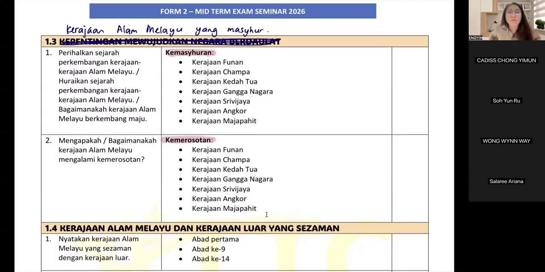Now, I want you guys to use your common sense. Think about it. All these kingdoms are all Alam Melayu, and right now we are learning their kemasyhuran. Kemasyhuran means they are very prosperous, very strong, right? Then you need to tell me, normally when a kingdom is strong, they are strong in what? What did they do? What makes them so strong and famous? Normally the king will do something. What did the king do?